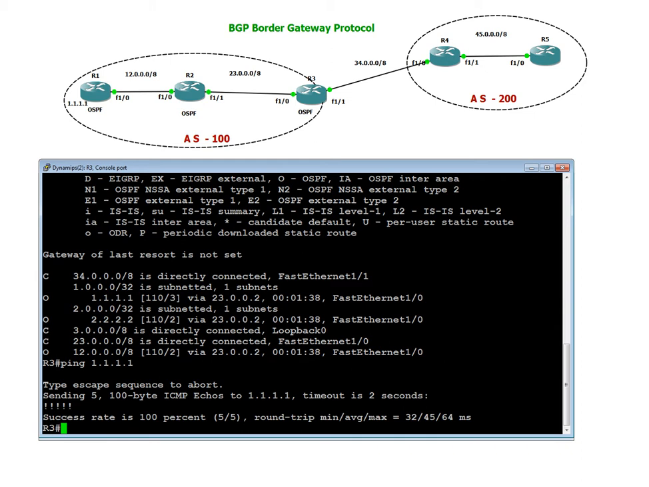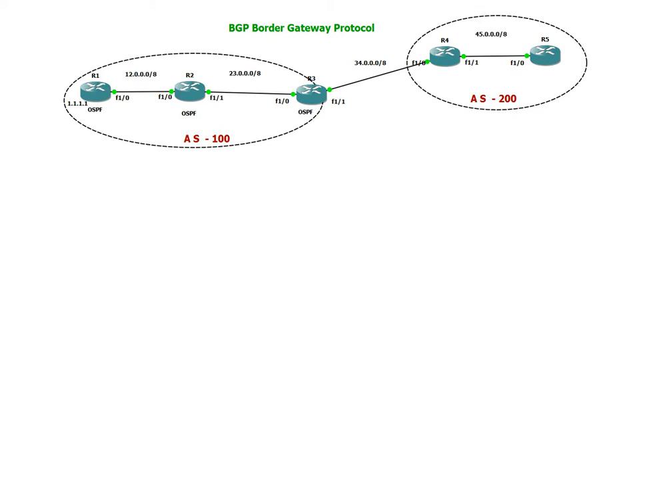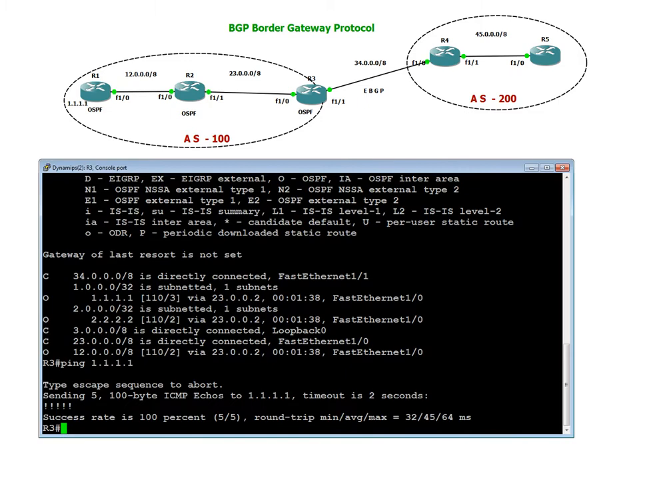Now I'm going to form a neighbor relationship between R3 and R4. What type of neighbor will it be? eBGP neighbor. Now what we learned in the previous video, eBGP needs to be directly connected. Is it directly connected? Yes. Now let's go to R3.